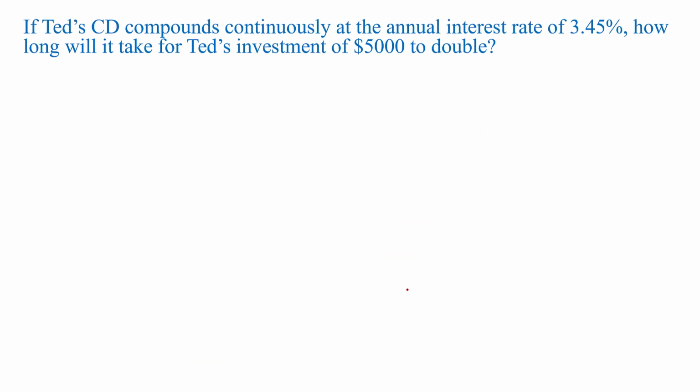Okay, what if Ted's CD compounds continuously at the annual interest rate of 3.45%? This time we want to know how long it will take for his investment of $5,000 to double. So same formula, A equals P times e raised to the rt. But now, if we start with an amount P of 5,000, we're looking for when that amount doubles to become an amount A of 10,000, and we still have 0.0345 as our interest rate. We're trying to solve for t here.